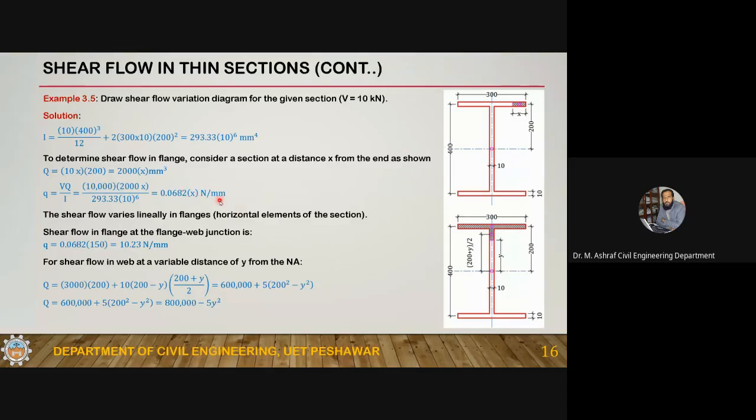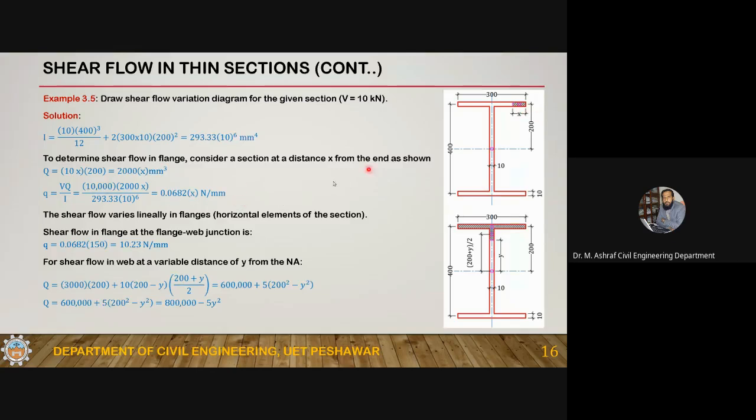here from this equation, it is clear that the shear flow varies linearly in flanges, horizontal element of the section, and it will always be the case that if you have a horizontal element, then the shear flow will vary linearly, like in this case. And if you have a vertical element, then the shear flow will vary as a square of the variable. So it will be a 2-degree curve, and in the flanges it will be a single degree curve. So here you have this case.